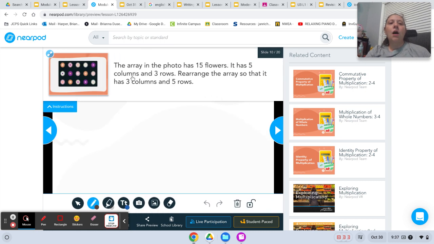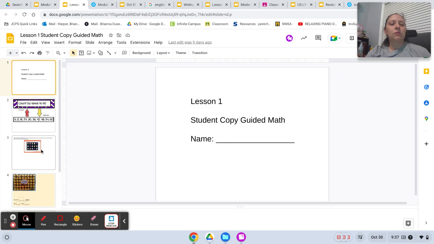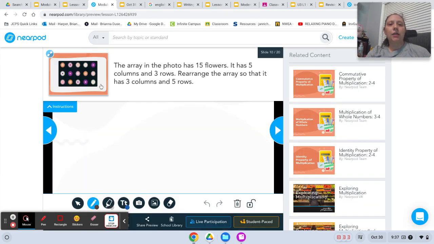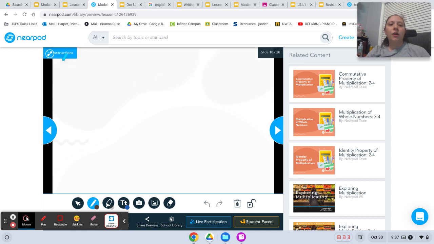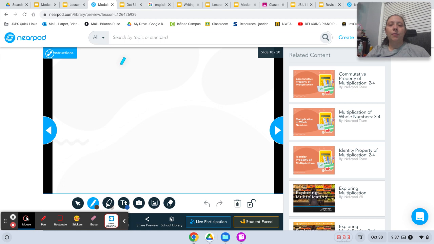All right, so on your notes, you're working with me, so the array in the photo has 15 flowers. It has 5 columns, 1, 2, 3, 4, 5, and 3 rows, 1, 2, 3. We are going to arrange it to where it shows the commutative property, 3 columns and 5 rows. So remember, columns are up and down, rows are left to right.